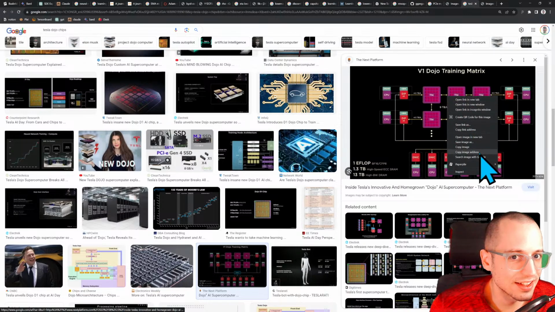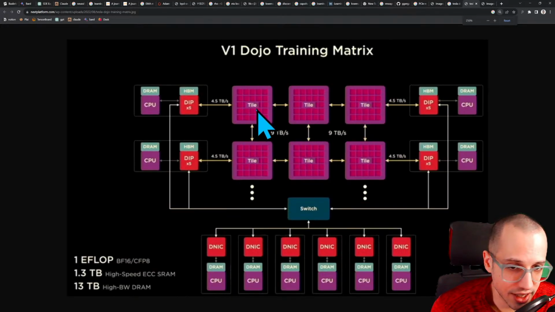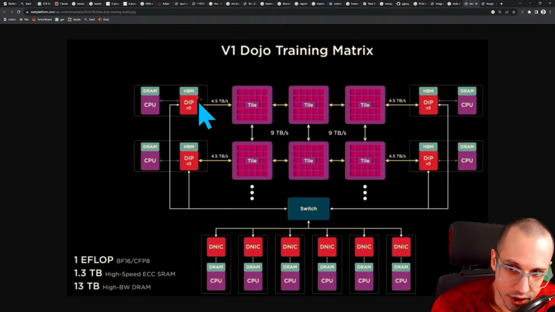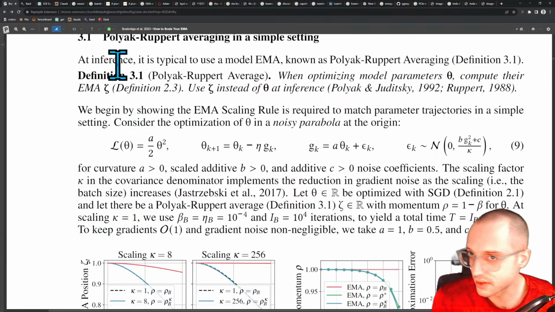Actually, here's a better example of what I was trying to show. In this Dojo, which is a collection of these chips, the CPU communicates something to whatever this is. This is high bandwidth memory, HBM. That communicates to the tiles, and then the tiles communicate with each other. You don't have a situation where this tile has to send something to the CPU, which then sends it to the next tile, which is what would happen if you had PCIe like this with multi-GPUs.